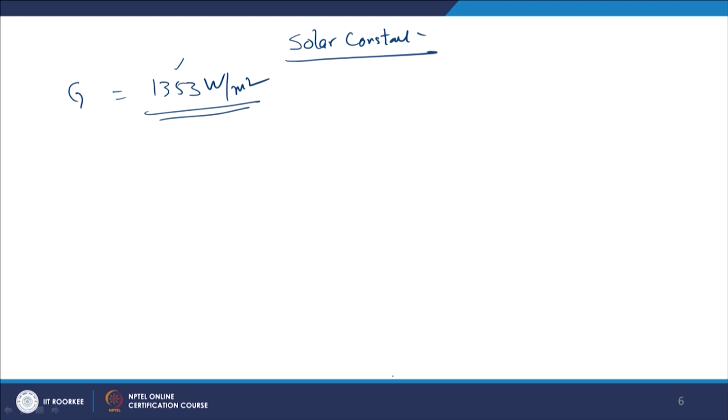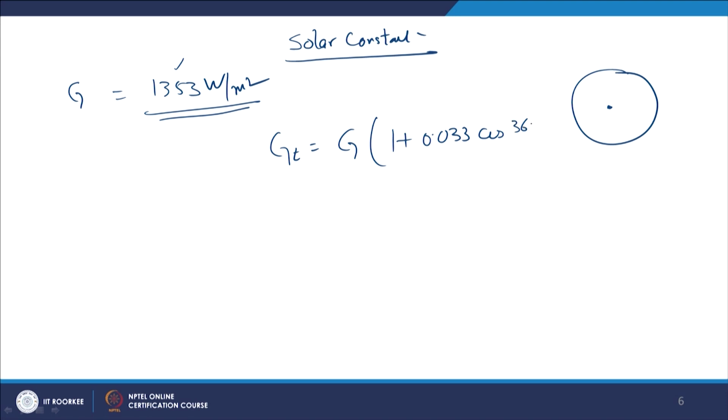Now, because the sun is not in the center of the orbit of the Earth, there is some eccentricity. That is why there is a plus minus 3% variation in the value of G. Suppose any day you want to have the value of G, it is equal to G 1 plus 0.033 cos 360 n divided by 365.